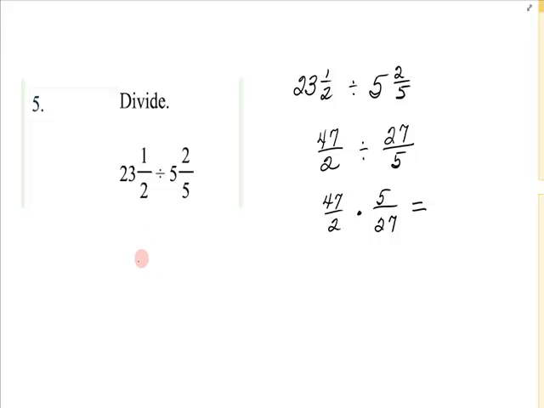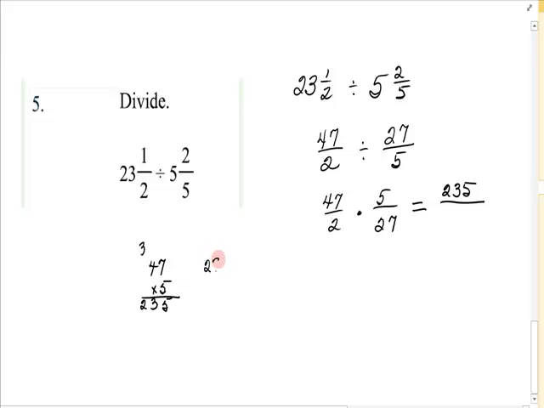So I've got to take 47 times 5, 35, carry the 3, 235. Bottoms, 27 times 2, that's going to be 54. And it's improper, which means now it's time for me to divide. So you're getting lots of practice with your division, even if you did not want it.